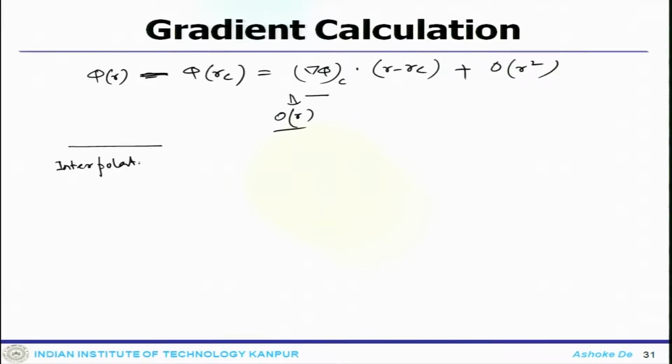interpolate gradients to faces. So, so far what we are doing is the calculation at the cell center. So, we are getting the gradient calculation at the cell center. Now, the important point is how we transform them back to the cell faces.